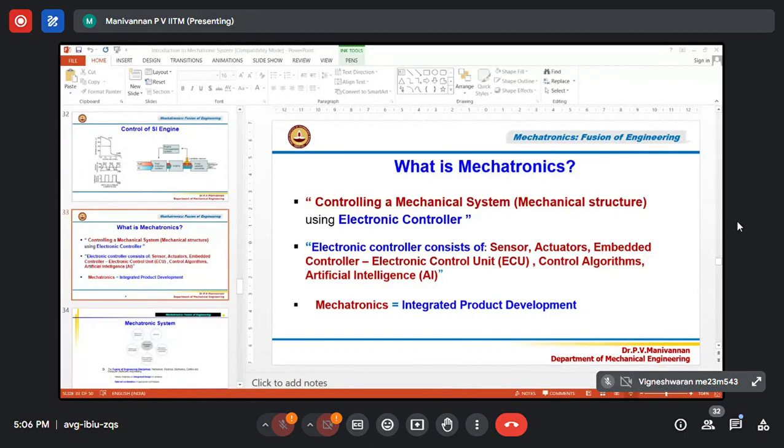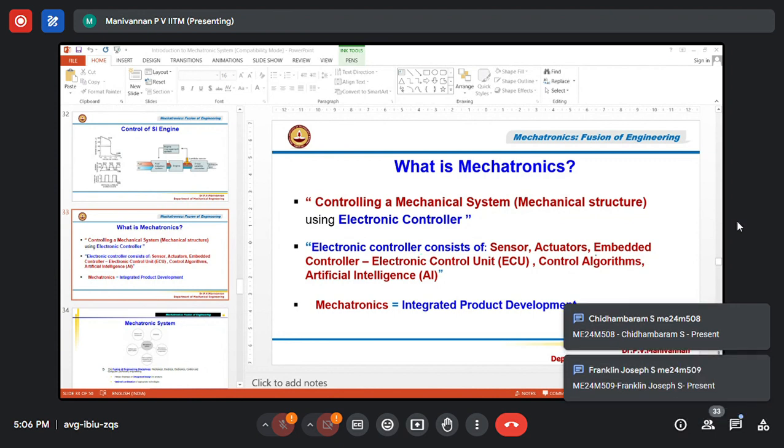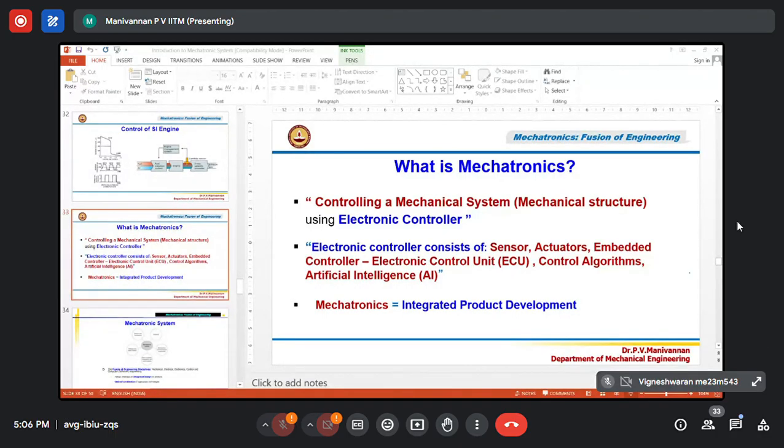And of course, as I told you, nowadays if you want to improve full automation, you use artificial intelligence, AI. So the electronic controller includes all of this: sensor, actuator, embedded controller also called ECU, and control algorithm, and if needed, AI also. Please note, the control algorithm and AI are written as software modules and will be stored inside the electronic control unit memory. Because the electronic control unit has a memory, we are going to see that. What is the ECU or embedded controller?